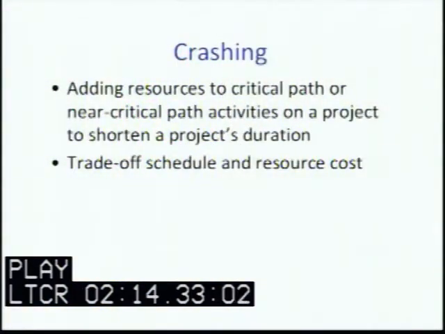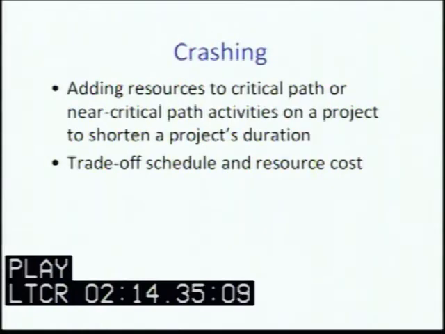Crashing is a concept where the project manager adds resources to a critical path or near critical path activity on a project to shorten a project's duration. In other words, make it happen. A project is fully crashed when the reallocation of resources toward the critical path doesn't shorten the schedule. In other words, adding resources won't make it go faster. Obviously, this is how a project manager trades off schedule and resource costs, part of the iron triangle.